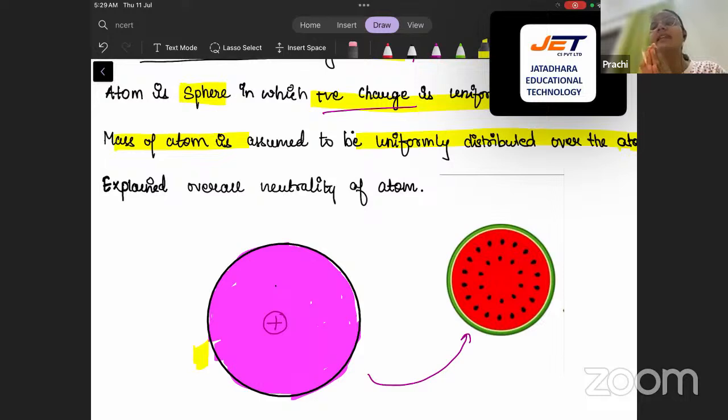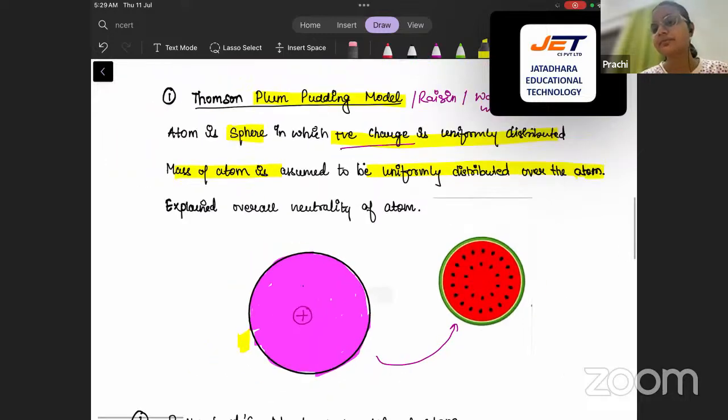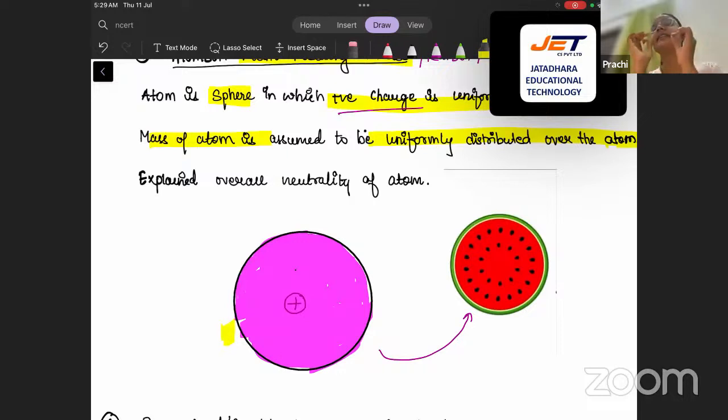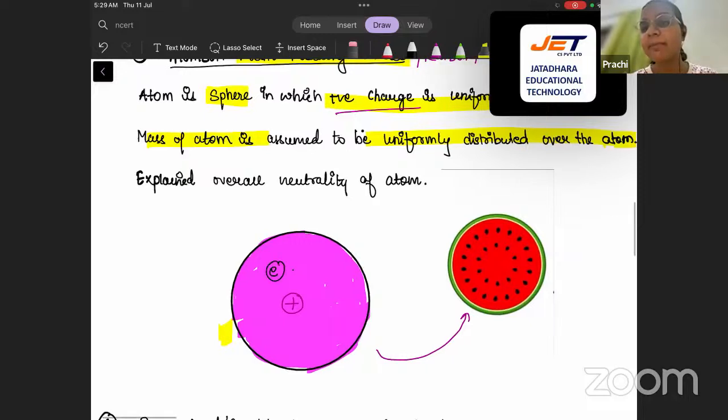Along with that, he said that the positive charge is distributed all over the atom. And with this, he said that the electrons are embedded in this positive charge. As you see the seeds in the watermelon, how are they put? They are put in that pulp, right? In the red part, we have those seeds, so you can imagine them as electrons. So now these electrons are embedded in this pulp.